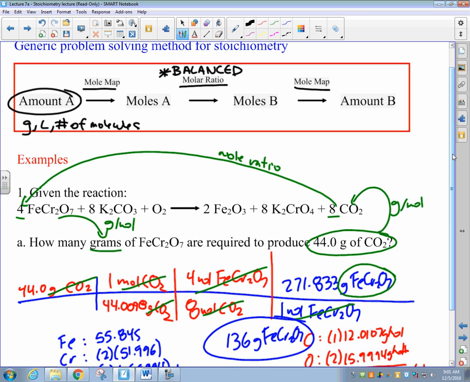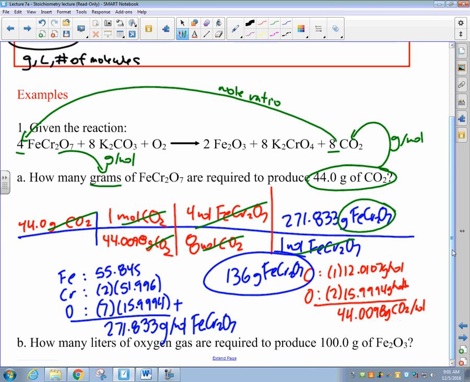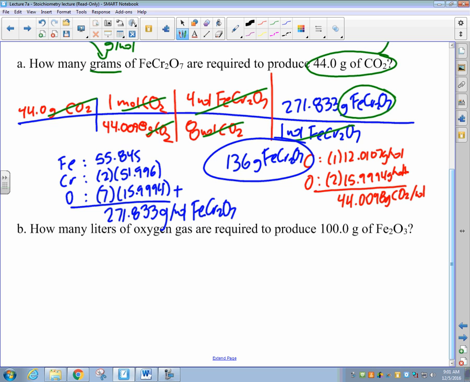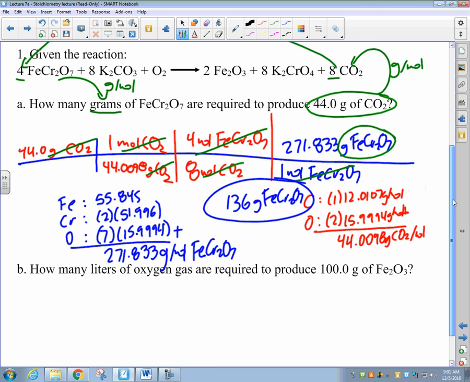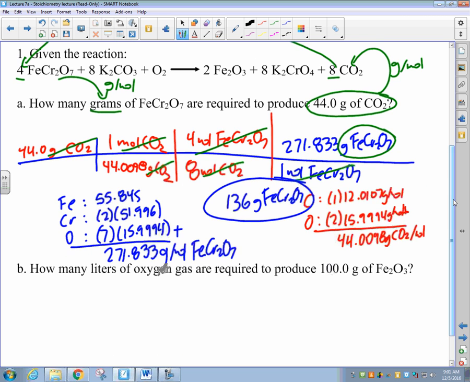All right, let's do one more example here, and I'm going to set you free to work some of these on your own. Let's see here. Part B here is going to set up a monorail to ask you how many liters of oxygen gas are required to produce 100 grams of ferric oxide. And let's make the assumption here that this is occurring under standard temperature and pressure conditions. Okay. Now this is again using our exact same reaction we used before.